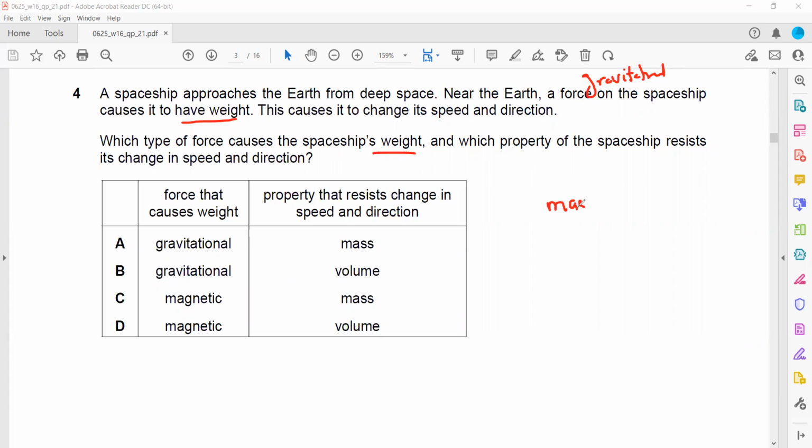And which property is the property of an object to resist the change in state? That is called inertia. And the inertia of an object is proportional to the mass of the object. If a spaceship has a greater mass, it will have a greater inertia, so it will resist the change in speed and direction because of its mass. So the force that causes the weight is gravitational, and the property which resists the change in speed or direction is known as the mass of an object.